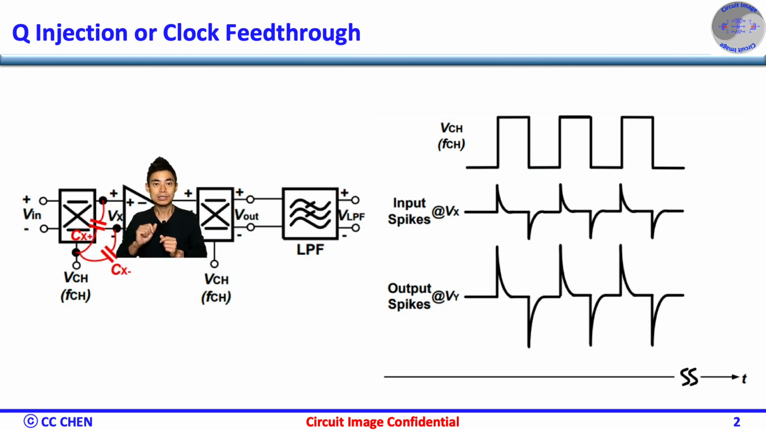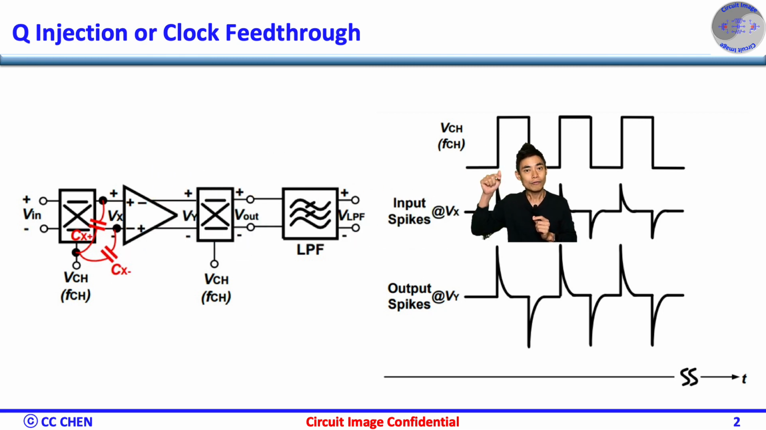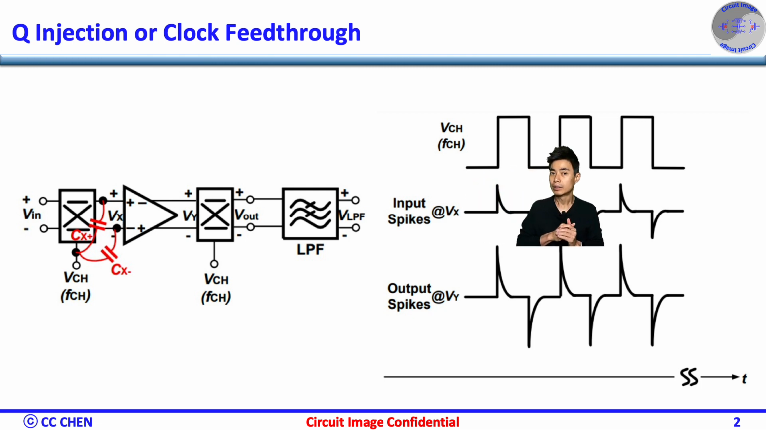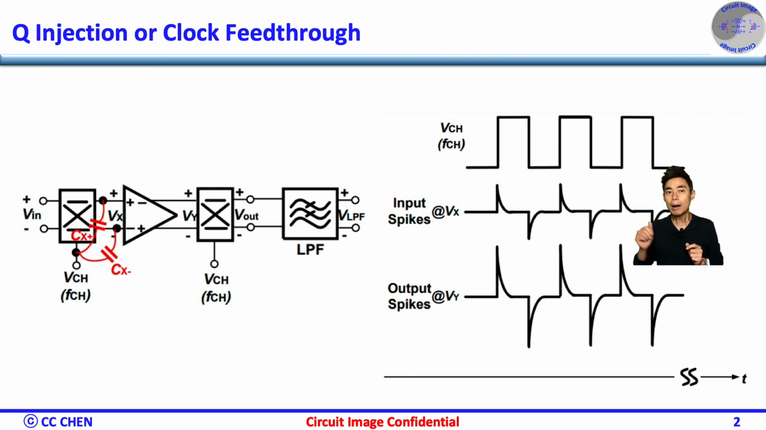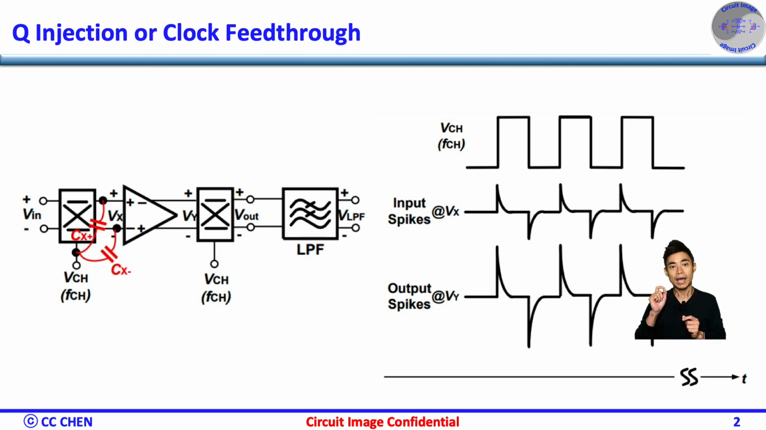Since the switches would have both the device and parasitic capacitance, the transition edge of the square wave clock will couple to the input differential path because of the mismatch of the charge injection and clock feed-through. Then, the coupled spike at the amplifier's input will then be amplified and become bigger spikes at the amplifier output.